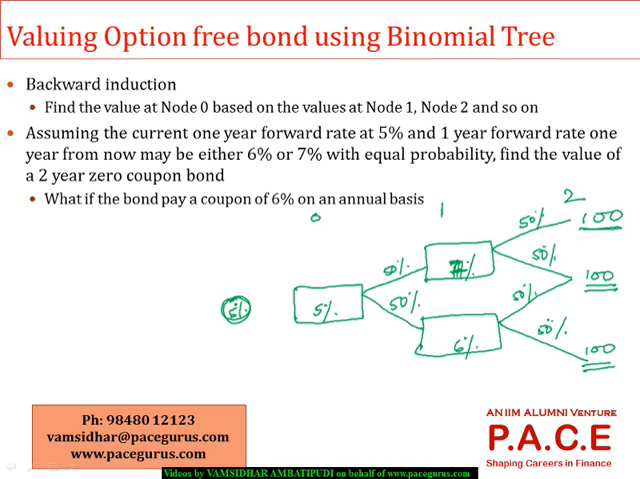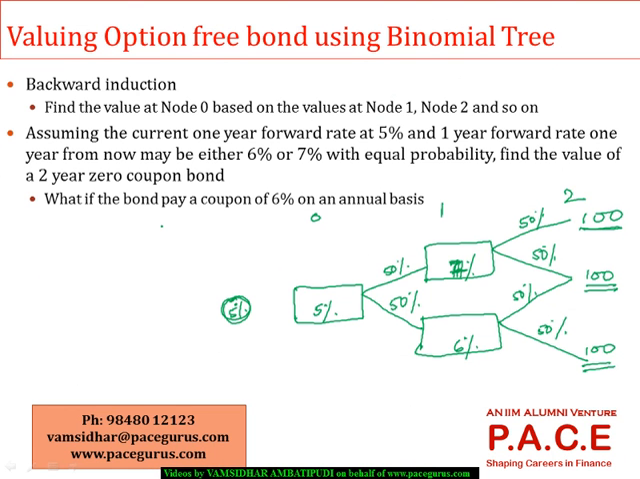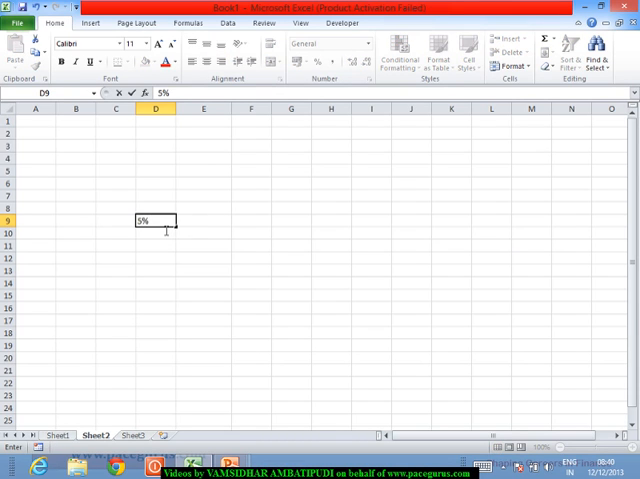This is the first step. What I'll do, I'll create in the spreadsheet, I will simply take these scenarios. I'll take this as 5%, here I will take it as 7%, and here I will take it as 6%. And as far as the security is concerned, I know that it can give me 100, whatever may be the path it is taking, it will definitely give me 100 itself.